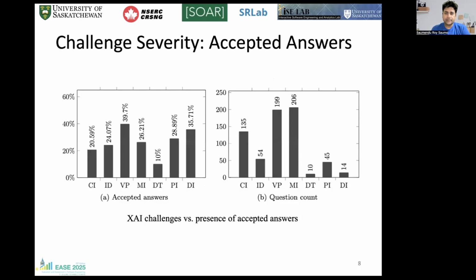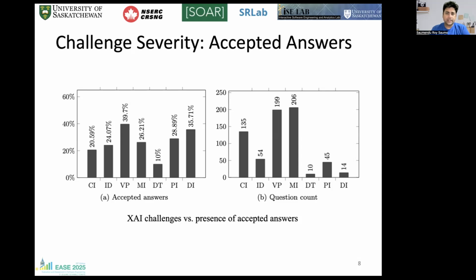For the challenge severity and accepted answers, this chart shows the ratio of each challenge across our dataset, where model integration dominates, followed by tool usability and disagreement. This reinforces the need for better integration support when using XAI libraries in code. We also looked at how often questions received accepted answers. Challenges like compatibility issues and model integration issues had significantly fewer accepted answers, indicating they are harder to resolve.